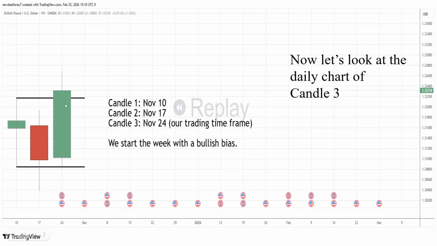And then week three gives the expansion. So this is 5 days worth of price action right here, for the week of November 24th, 2025. This is our focus right here. So we can start the week with a bullish bias, and we expect to see price expanding to the upside.